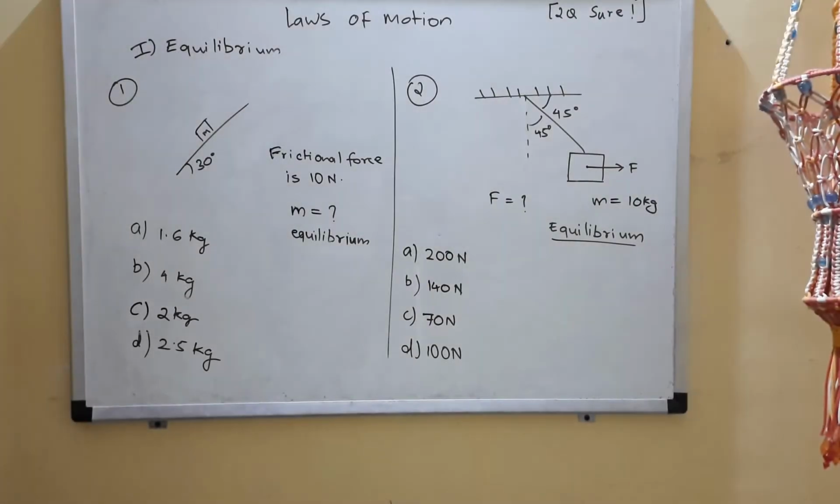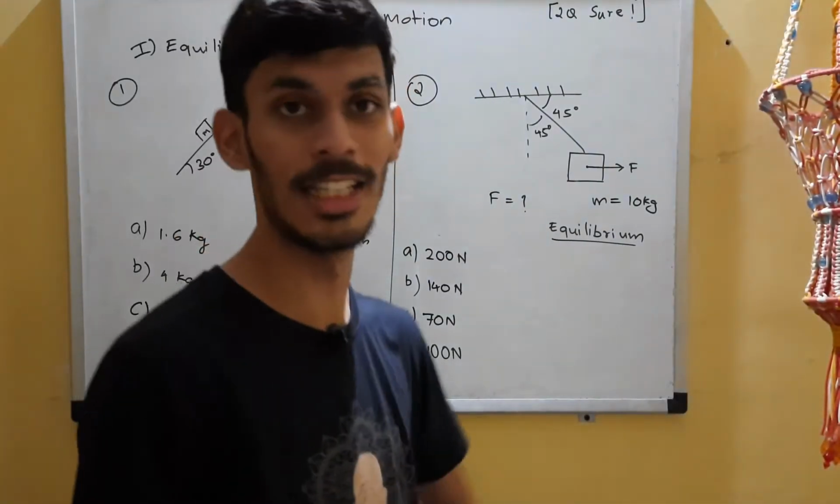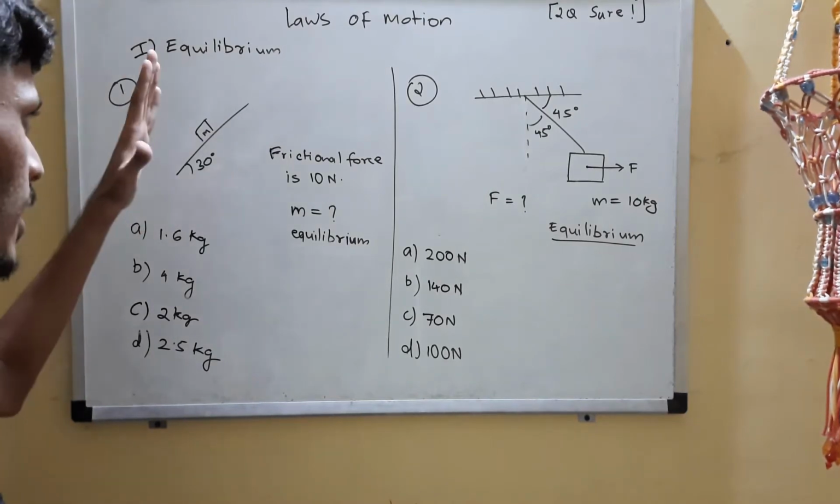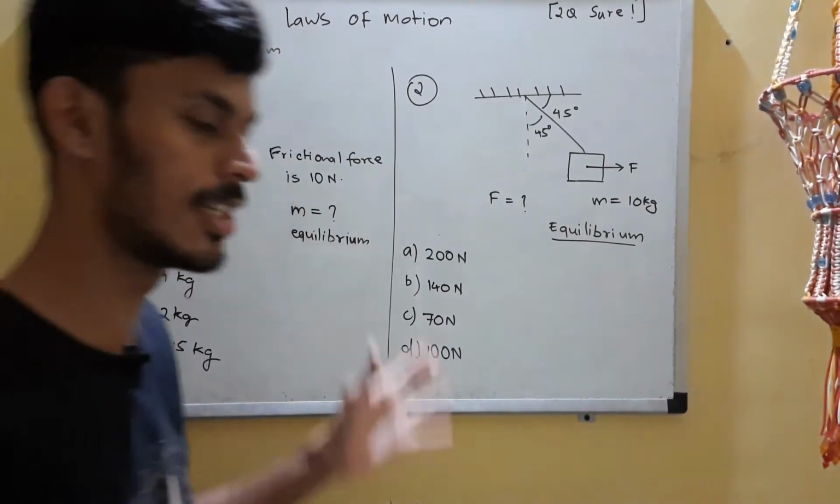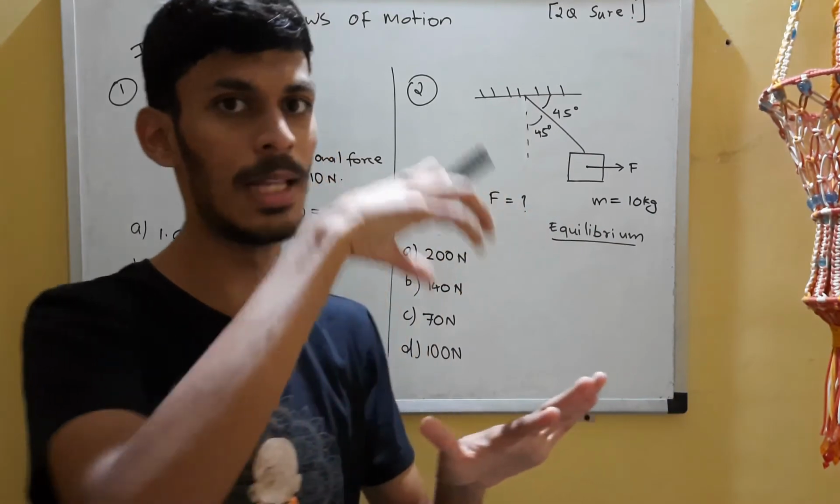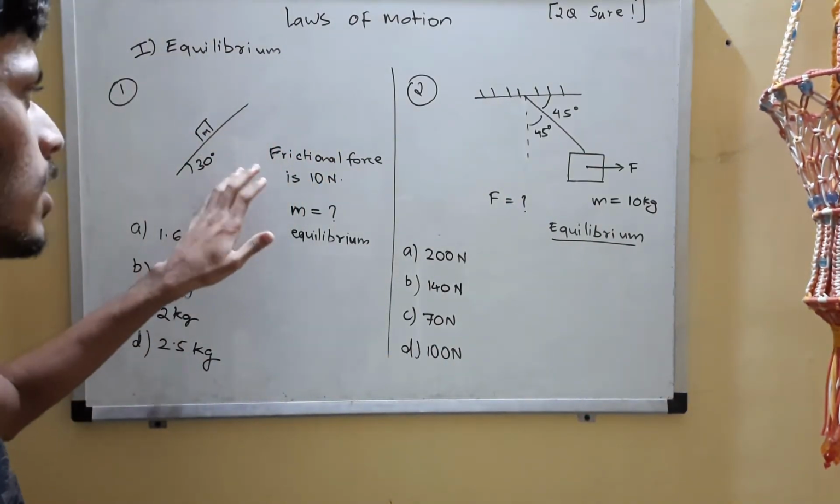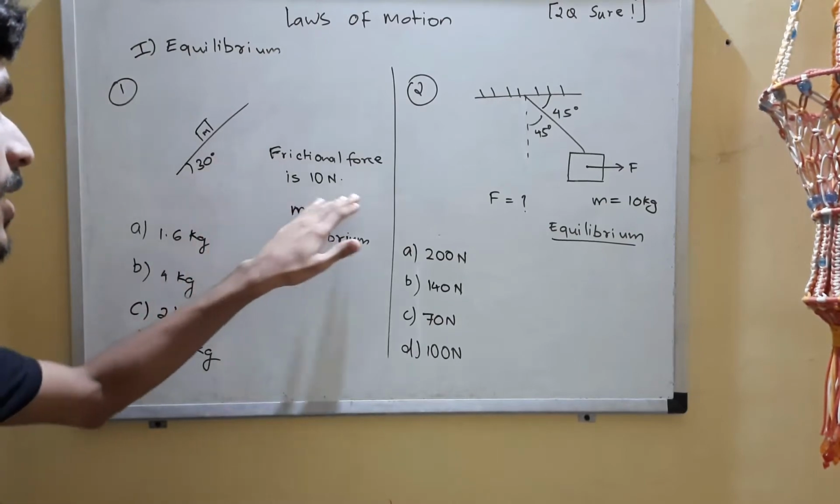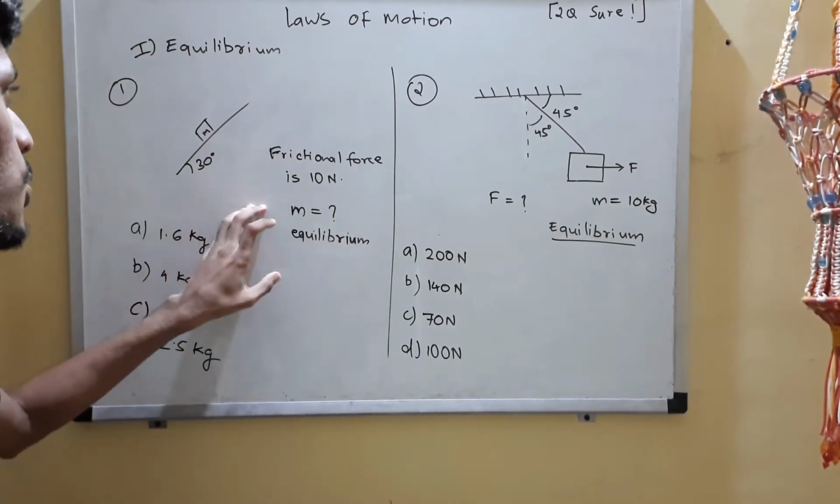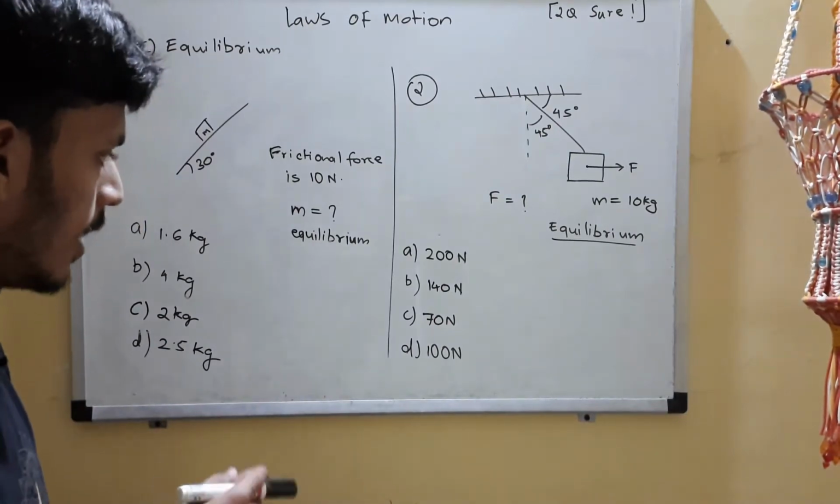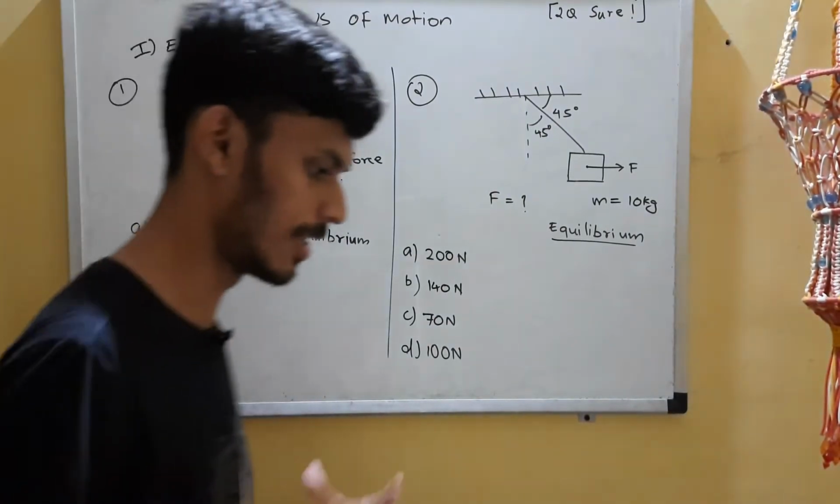So topic number 1, equilibrium. Let's get to the question straight. Question number 1: you have an inclined plane. The angle of inclination is 30 degrees. On this you have placed a block of mass m. The frictional force on this block is also given. It is 10 newtons. You are supposed to determine the mass m of this block, and it is given that this system is in equilibrium.